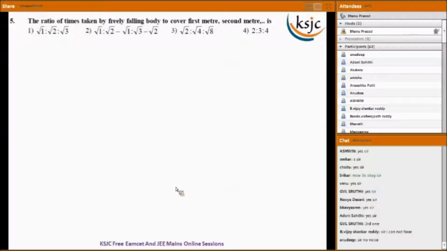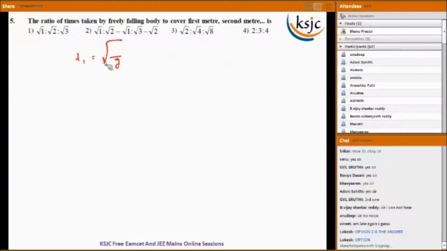Now moving to the next, the ratio of times taken by a freely falling body to cover first meter, second meter, third meter, and so on, to be calculated. So to cover the first meter, the time taken will be t1 equals root over 2h by g. So this is 2h. In place of h, put it as 1 meter. So that leads to root over 2 by g.